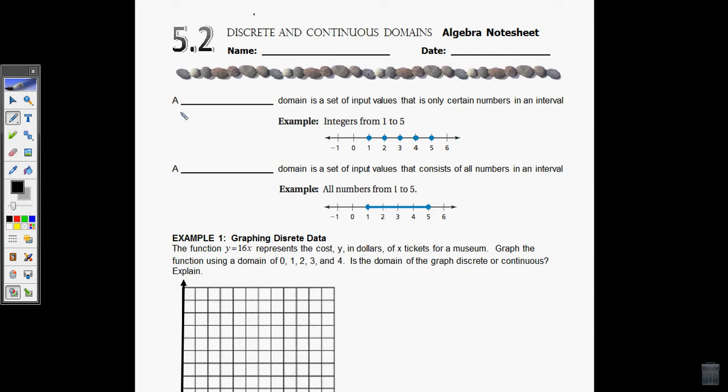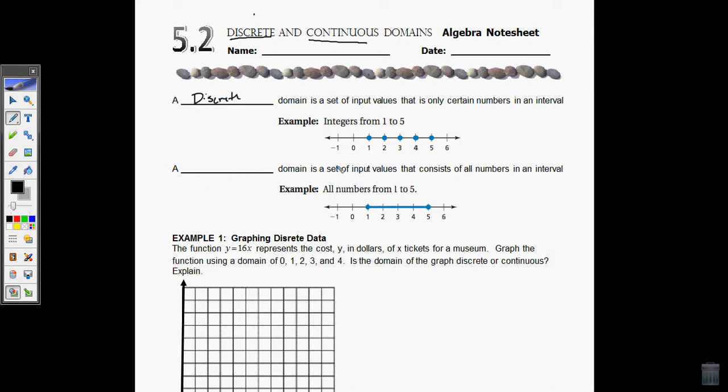So here's what we're doing. A blank domain is a set of input values that is only certain numbers in an interval. That is either discrete or continuous. What we're looking at here is single numbers within a domain, and it's not every number in between them. So it's consisting only of very singular and specific input values, and that's what we call discrete.